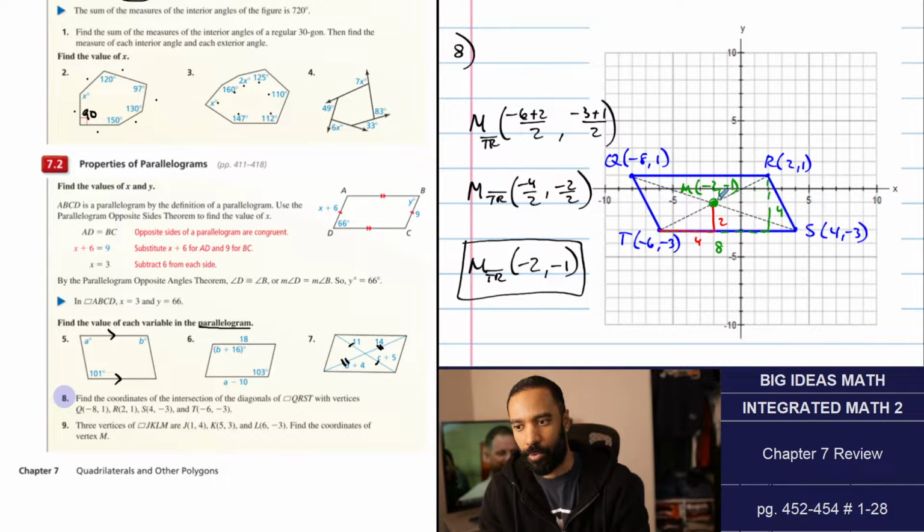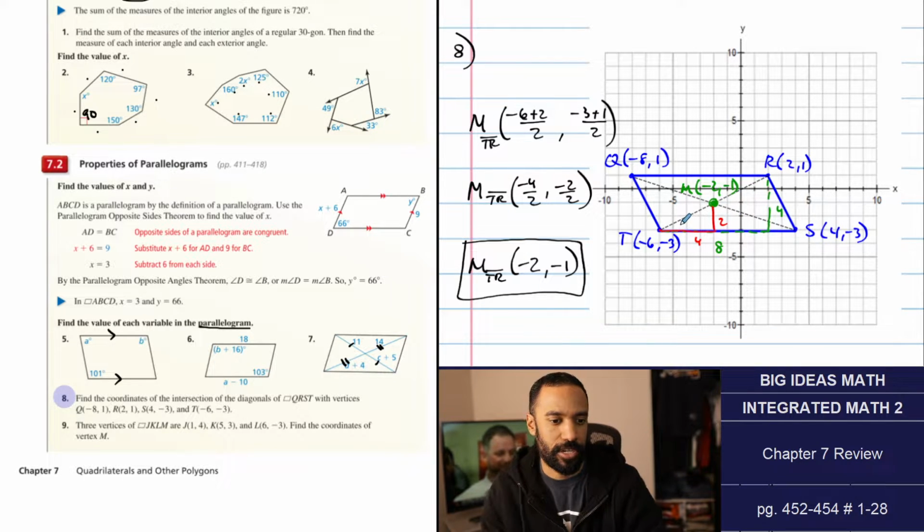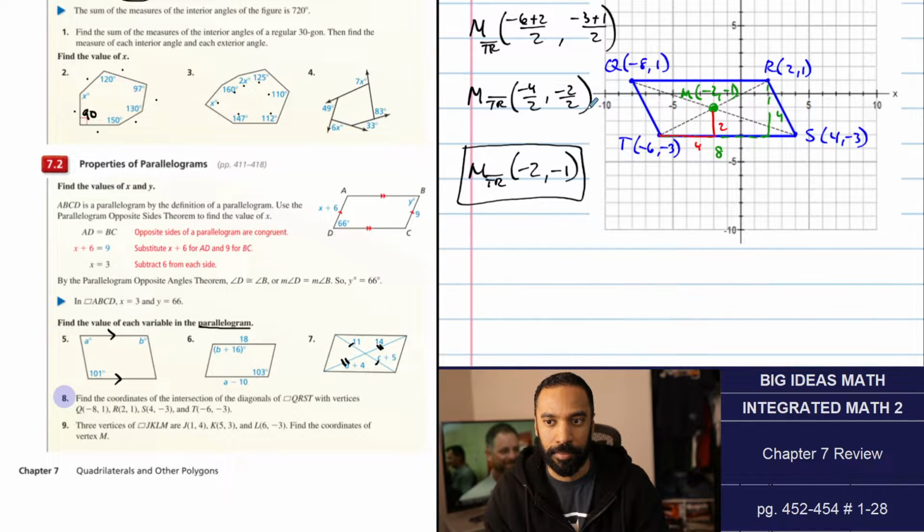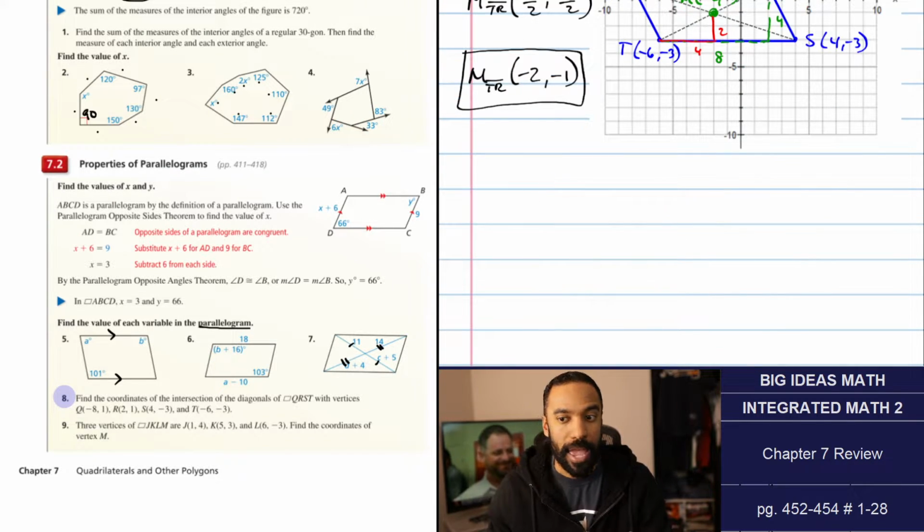But once again, if I'm using graphs, that's how I'm going to go about it. A lot of counts, and you're going to see me do that probably more than that. And by the way, QS's midpoint is going to be the same one. That's my point. The diagonals bisect each other in a parallelogram. And by extension, that means they bisect each other in rhombuses, rectangles, and squares, things that we'll talk about later. Not so in trapezoids or kites.